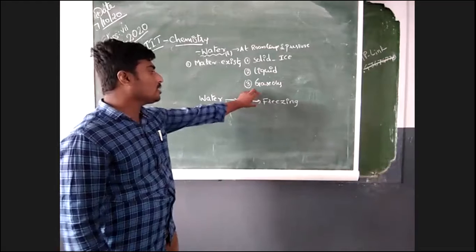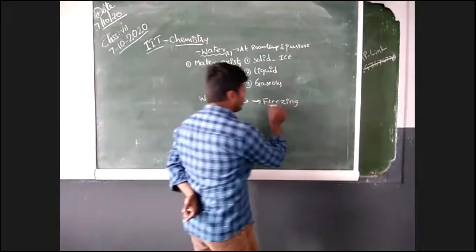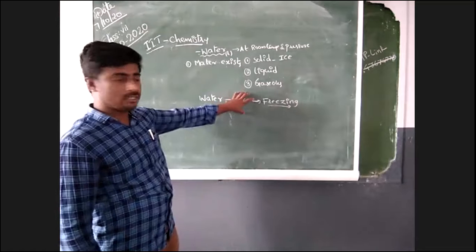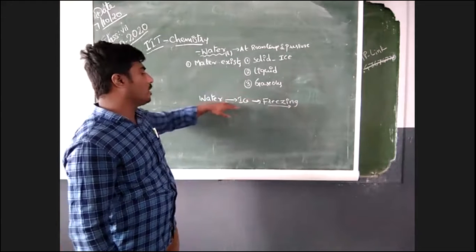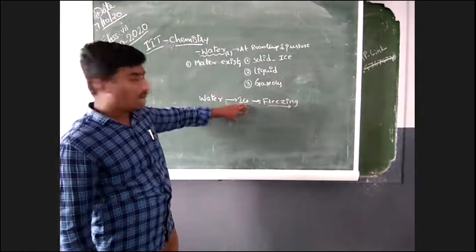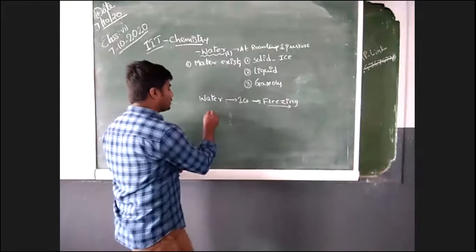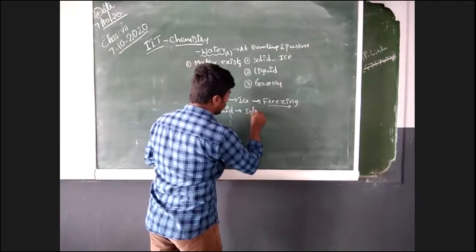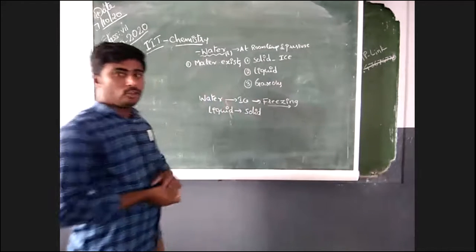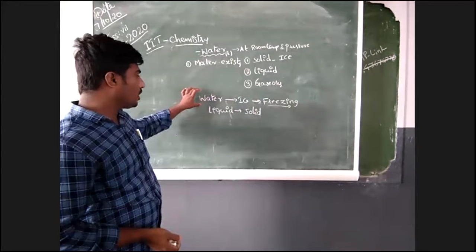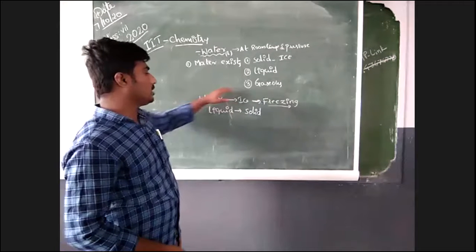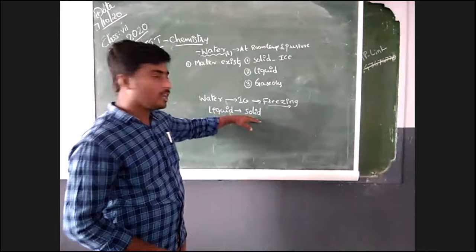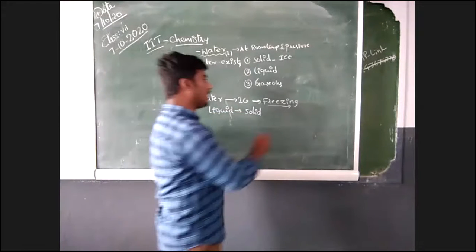So, what is freezing? The definition of freezing is the process in which water is converted into ice, or it may be like this: liquid changes into solid. You may give these 2 definitions for freezing. The process in which water changes to ice, or liquid changes to solid, we call freezing.